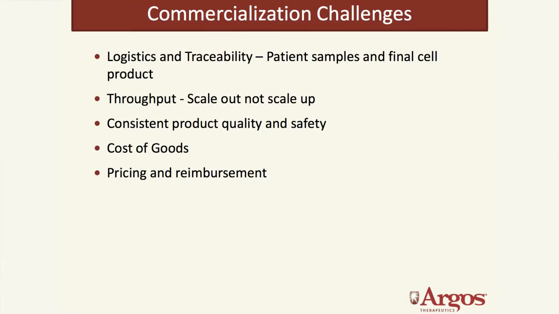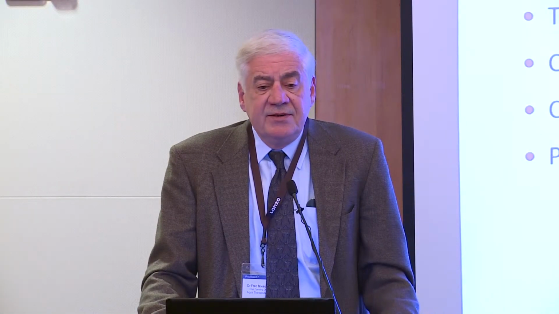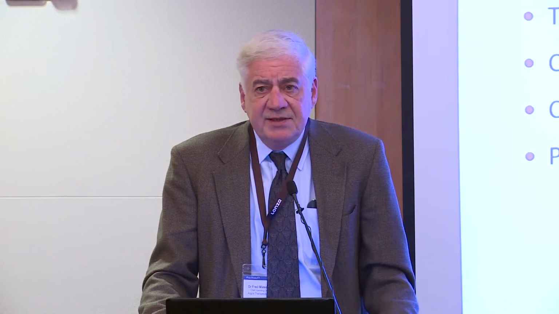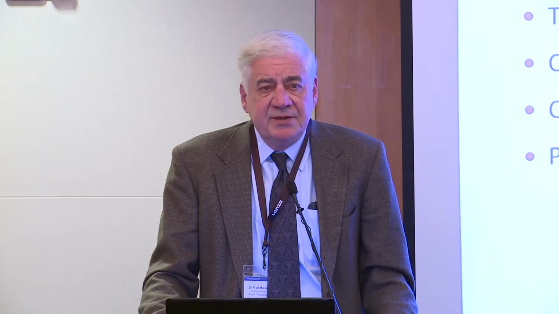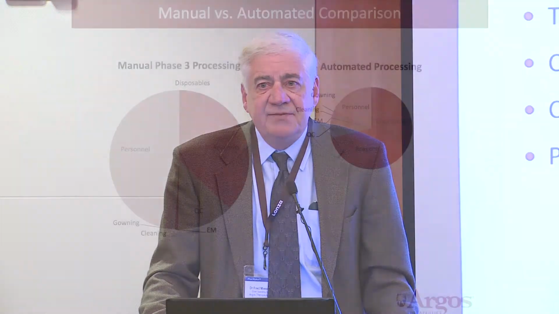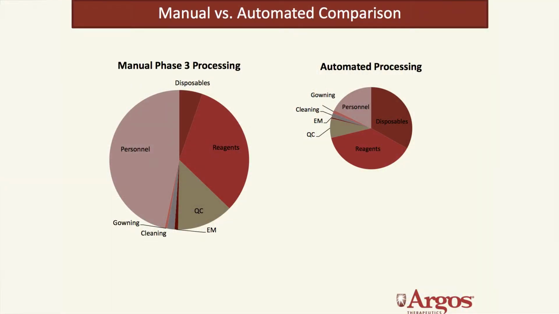You need a good cost of goods. I mean, if you do this manually, the labor involved is the bulk of it. The cost of goods and the pricing go together. It depends on the clinical efficacy, how you price it, but you'd like pricing flexibility, and I believe automation gives us that pricing flexibility. What I really want to point out, a dramatic reduction from the manual to the automated process and labor.